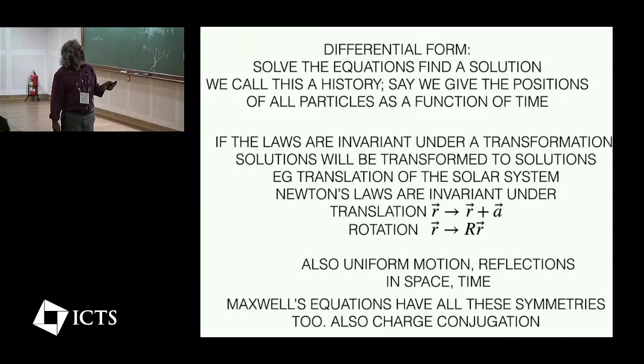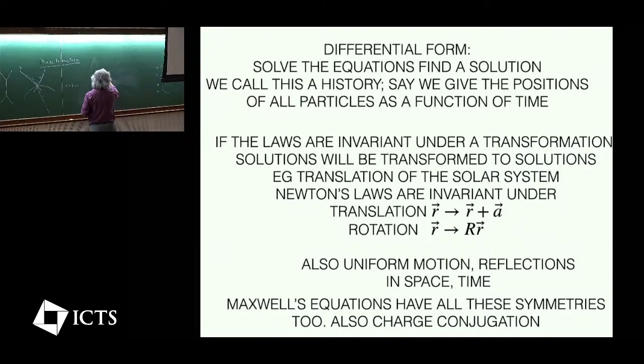So in differential form, we solve the equations and we find a solution. So for example, if I take all the particles in the solar system and write them as R_A, where A goes over all the planets and the sun, 9 planets and the sun. Maybe Pluto should be left out. Yeah? 9 planets plus the sun. And I can solve the equations and find all the trajectories as a function of time. If the laws are invariant under a certain transformation, these solutions after a transformation should also be other solutions because you're using the same laws.